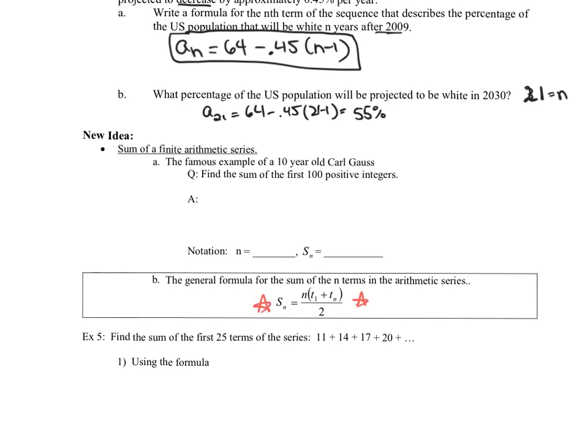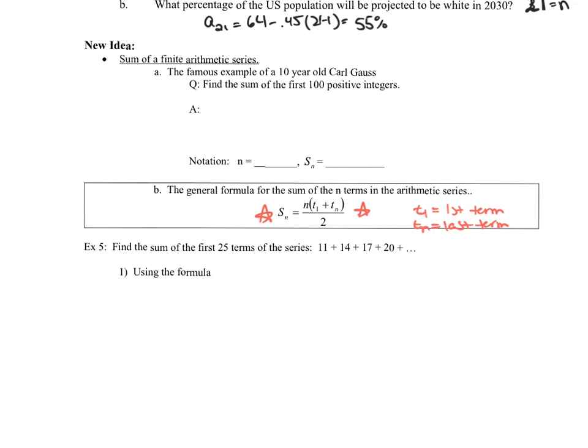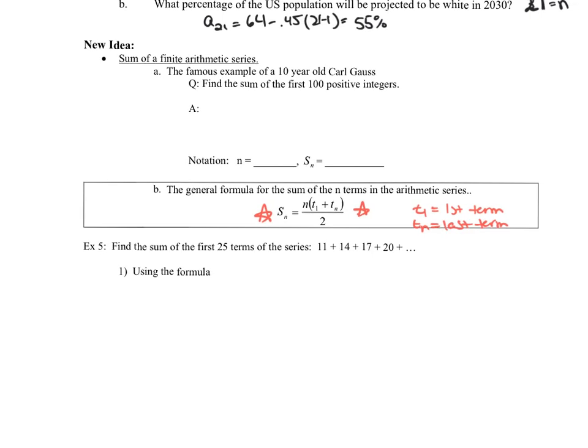All right. T sub n or a sub n, so T1 is the first term in your arithmetic series, and Tn is the last term. So we can find the sum of the first 25 terms in this series. The first thing we want to do is check to make sure that it is in fact arithmetic. So is there a common difference when we go from 11 to 14, 14 to 17, 17 to 20? The answer is yes. Fabulous. We know that d is equal to 3.